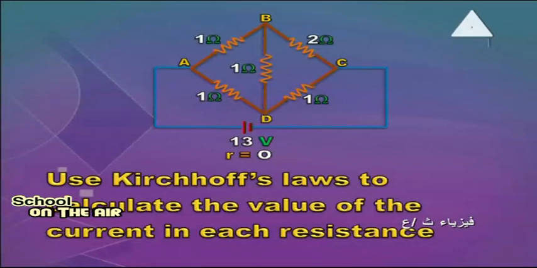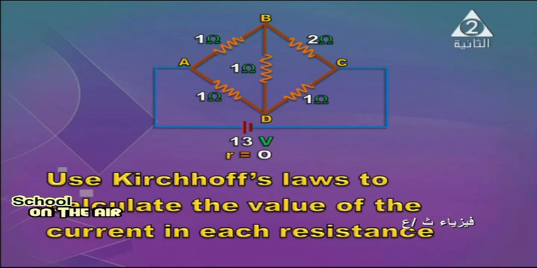Another problem, and it is on Kirchhoff's laws. In front of you, we've got a circuit. We've got an arm AB that contains a 1 ohm resistor, arm BC a 2 ohm resistor, arm CD a 1 ohm resistor, and AD a 1 ohm resistor. And there is a resistor that connects B and D, and it is also 1 ohm. The bridge is not balanced. This is quite clear. It's not balanced because 1 over 2 is not equal to 1 over 1.